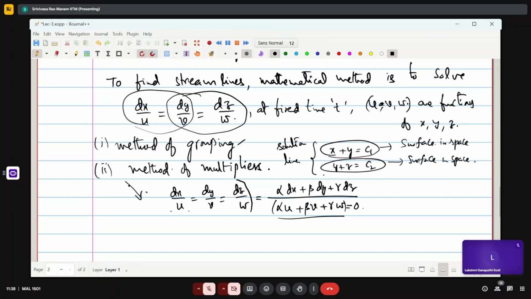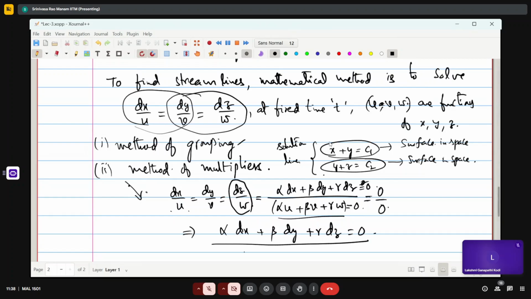This quantity, dz by w and so on, is finite, right? So this cannot be like a finite quantity by 0. It has to be of 0 by 0 form. That means the numerator also has to be 0. So you get a differential equation something like this: alpha dx plus beta dy plus gamma dz equal to 0. You solve this one, just integrate d of something, and it will give you a surface in space. Like that, you look for only 2 such surfaces.